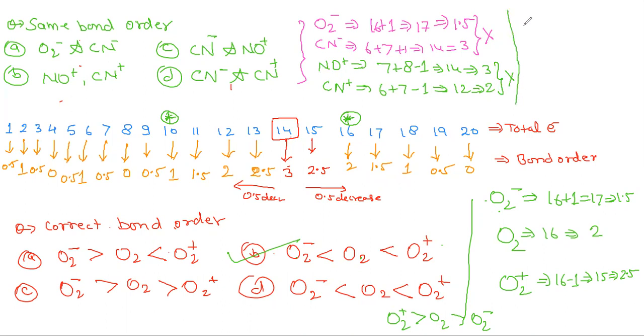Come to the next one, CN negative and NO positive. 6 plus 7 plus 1, 14. 14 means 3, and 7 plus 8 minus 1, 14, that is equal to 3. This is the bond order 3, 3, that is the correct answer. No need to go forward again to calculate for the next one. This method is so easy to calculate the bond order of any molecules.